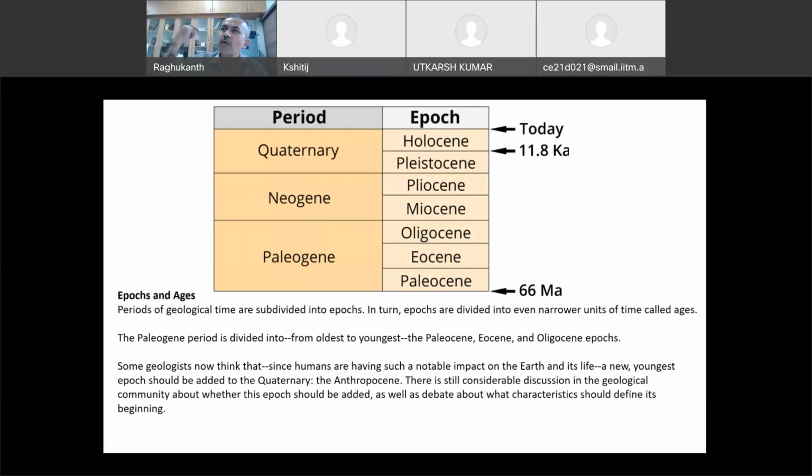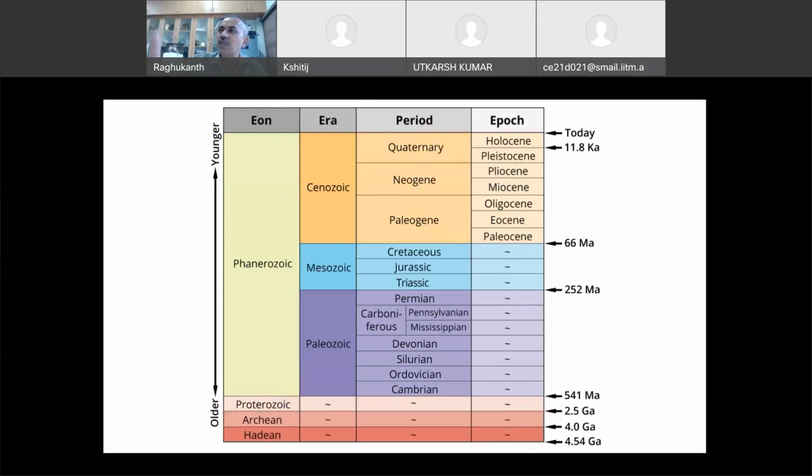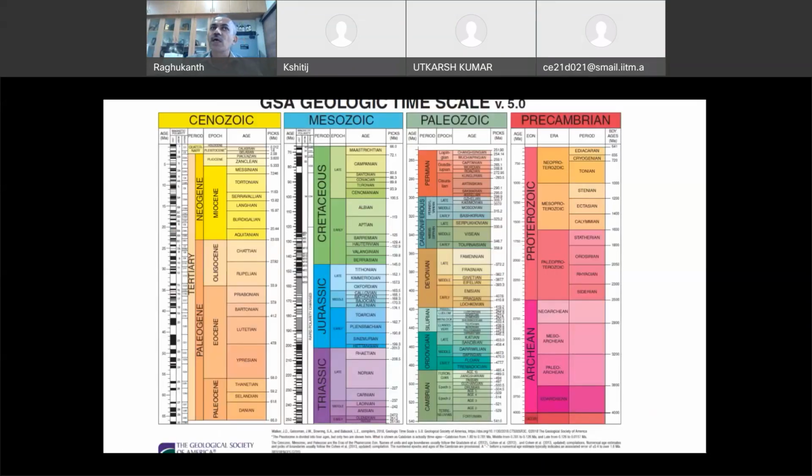Now epochs have also been divided into smaller units. They call them ages also. That is how these geological time scales have evolved. So this is just a summary: eon, then era, then period, then epoch, and after epoch we also have ages. Like that, it goes into small intervals. This is the geological time scale given by the Geological Society of America.